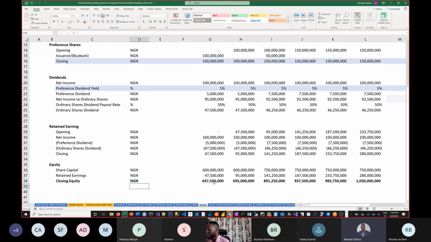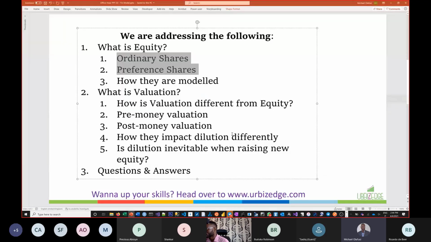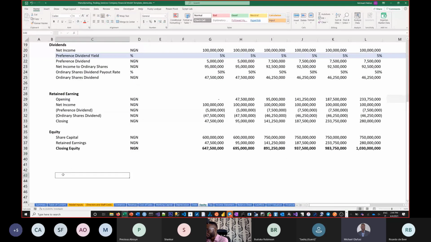Okay, so I hope this is clear, because now I'm going to move on to the post-money and the pre-money explanation. So let's go now here. We are done with equity. Now, what is valuation? Valuation is the value of the business. It has nothing to do with equity. Valuation is the value of the business.